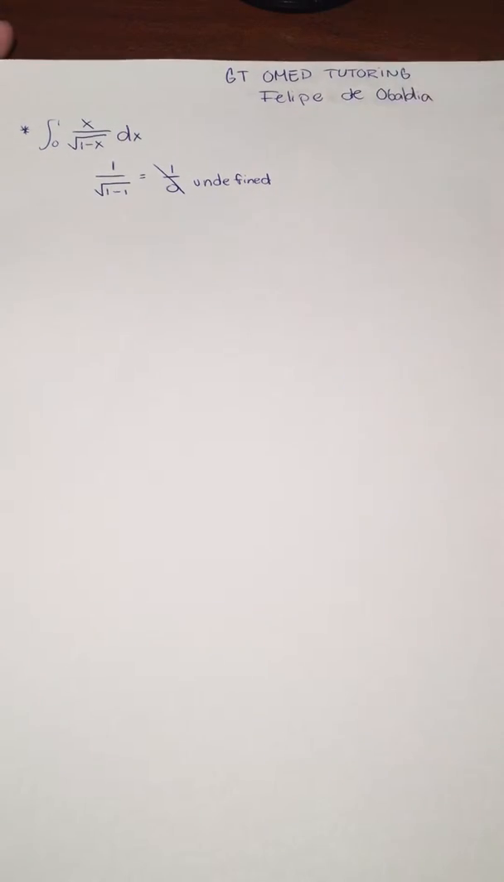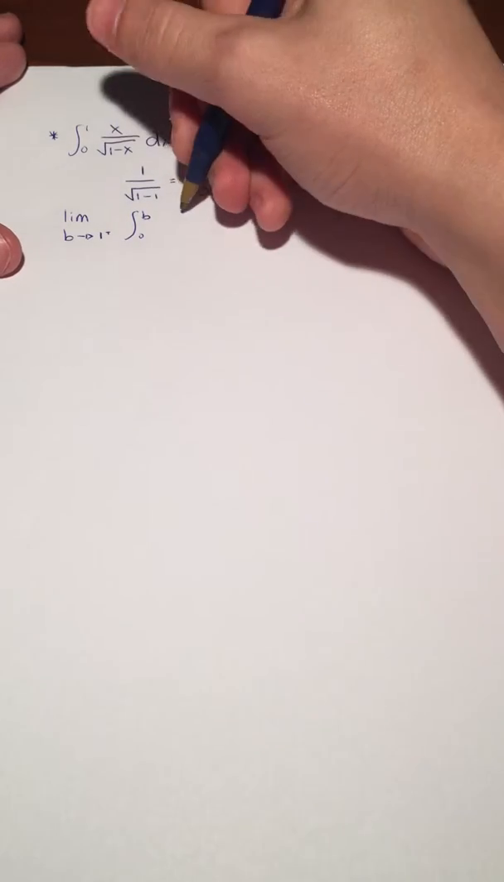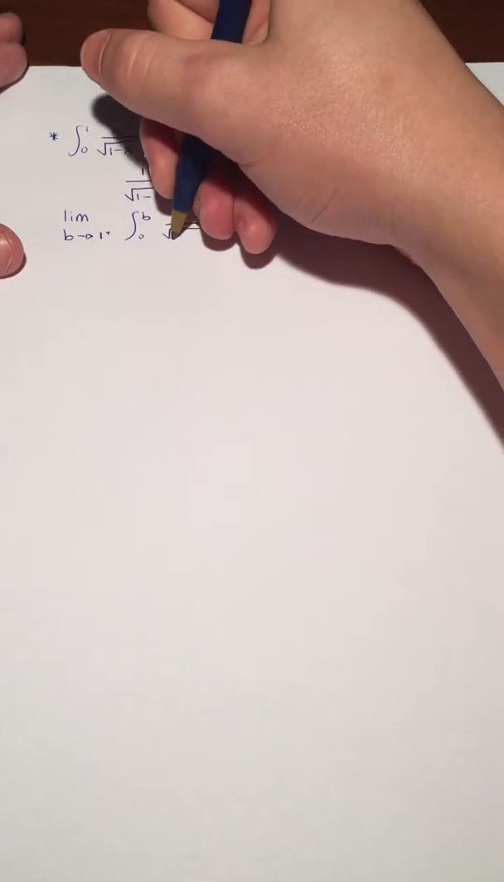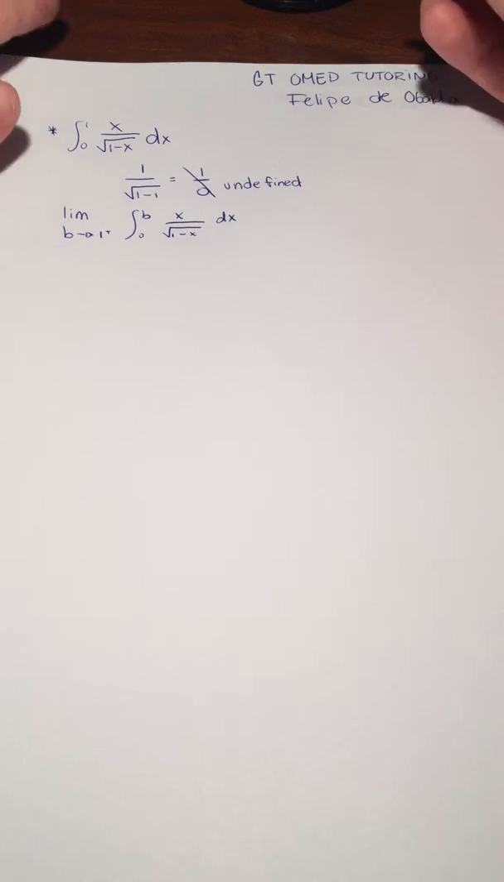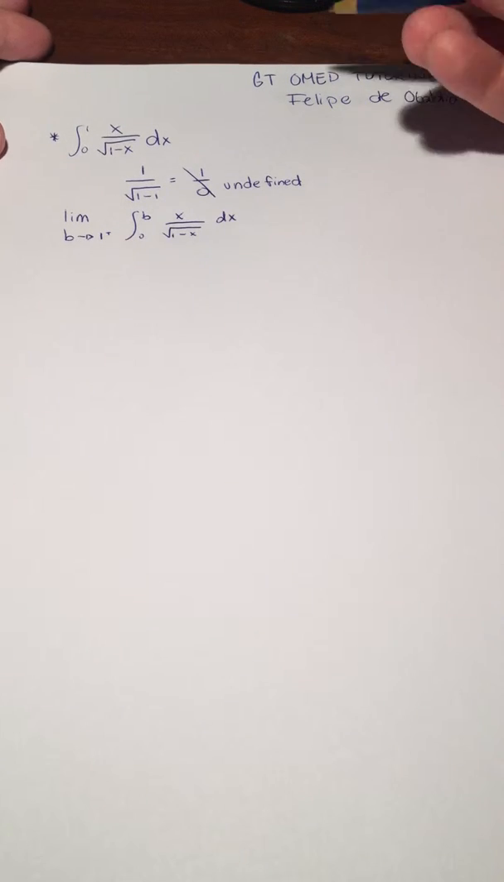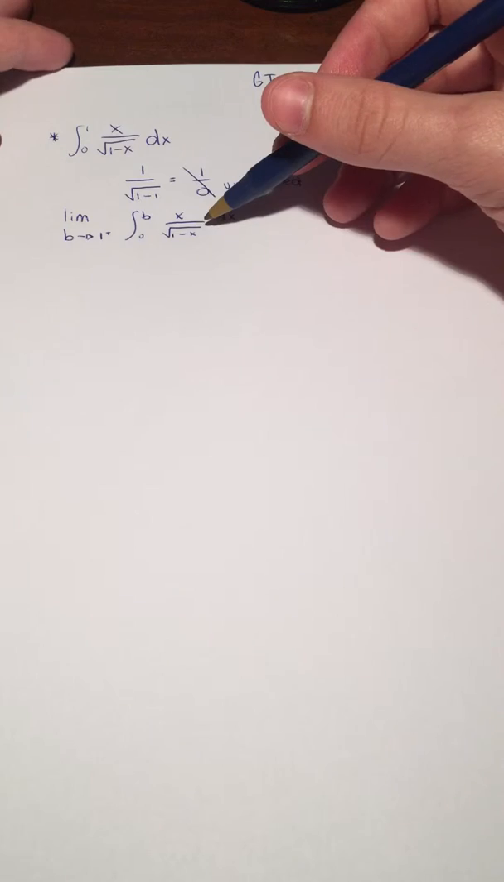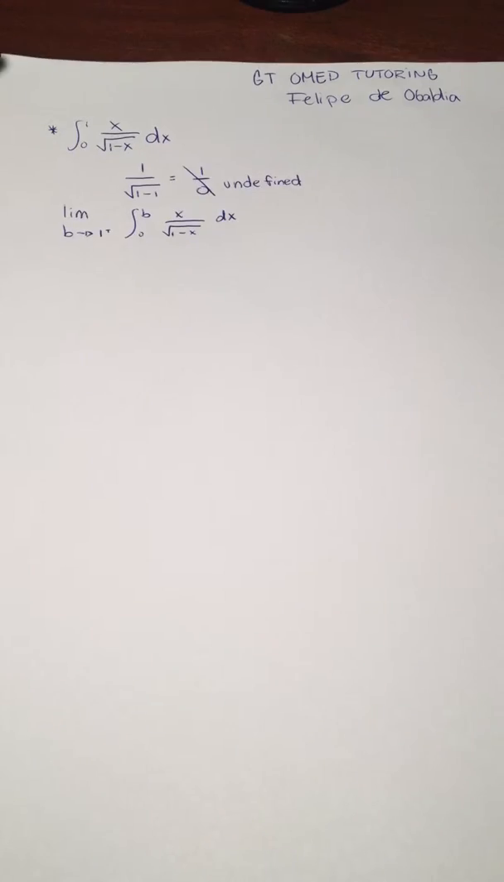So we gotta treat it a little bit different from a normal integral, but it's gotta be basically the same. So it's a limit as b approaches 1 from the right of the integral from 0 to b of x over the square root of 1 minus x dx. So now we're gonna integrate normally. The second thing we have to notice about this integral is that it's a little bit tricky to integrate normally. So let's just integrate by parts.